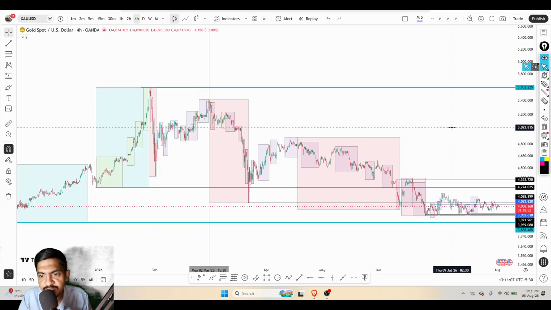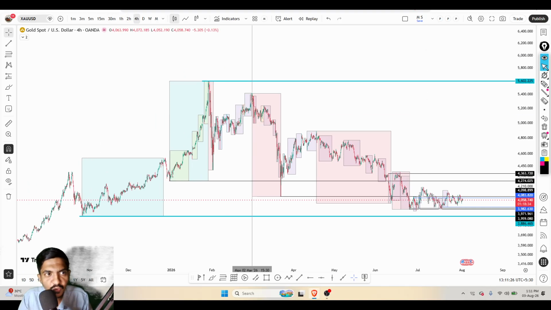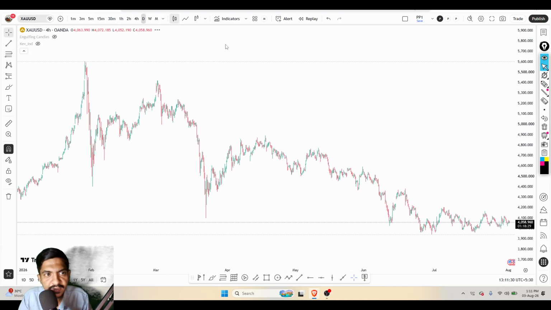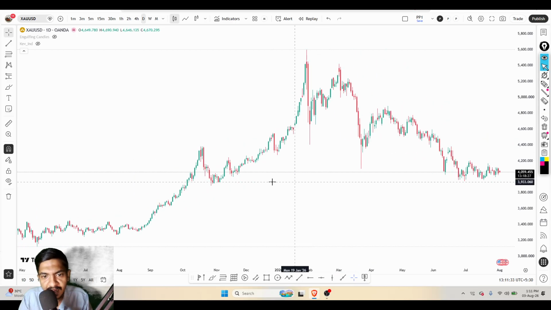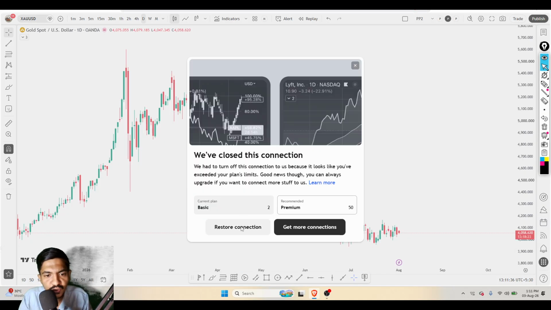Now you understood the market structure, and you can see the market is exactly following this structure. The market is retracing from the 50%, 60% magic fib levels, and is constantly taking resistance from this level. Now let's move on to our main chart. The market structure you understood. So let's move on to the daily time frame, and I've already shown you over here.